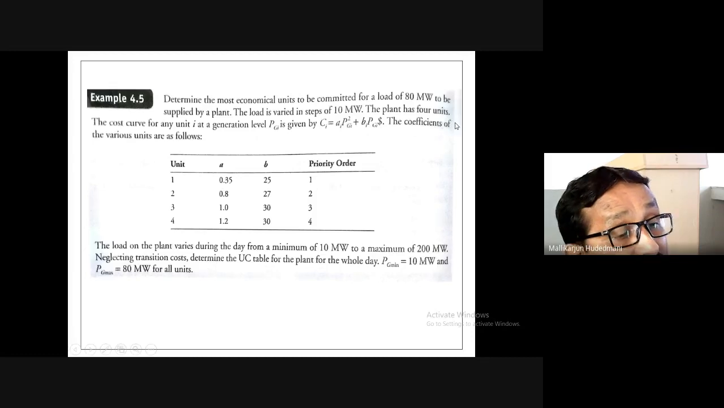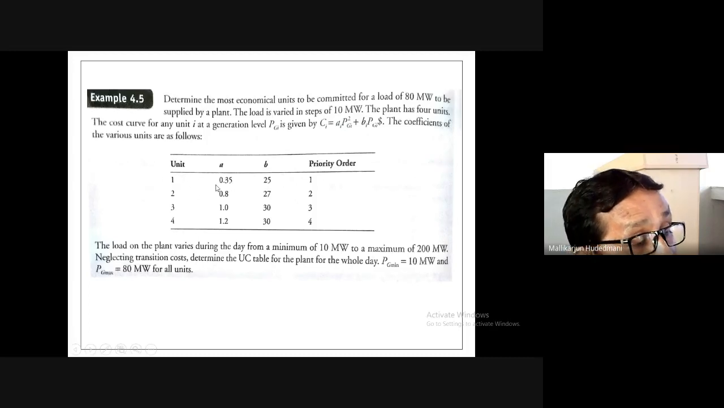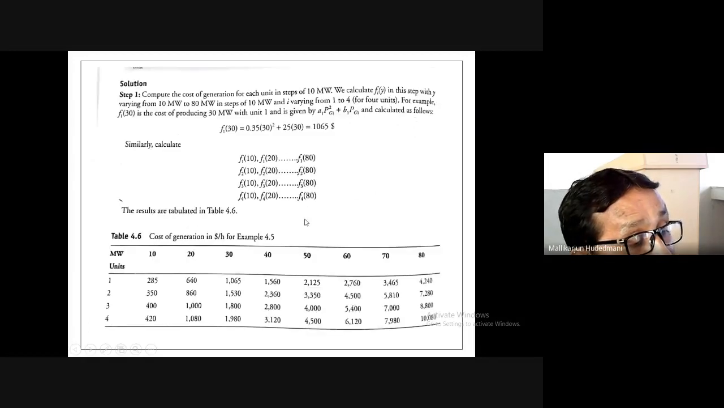For all the steps from 0 to 80 megawatt in steps of 10, I have to calculate the cost of production of 10 megawatt from machine 1, then 20 megawatt, 30, 40, 50, 60, 70, 80 from machine 1. Similarly, 10, 20, 30 up to 80 for machine 2, machine 3, machine 4. See how it is being done here.